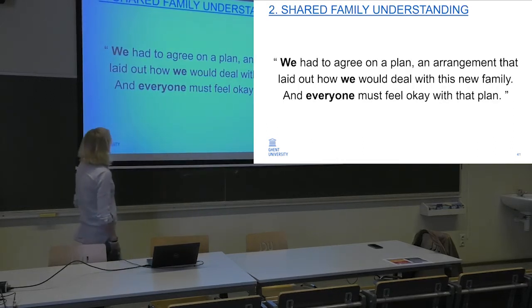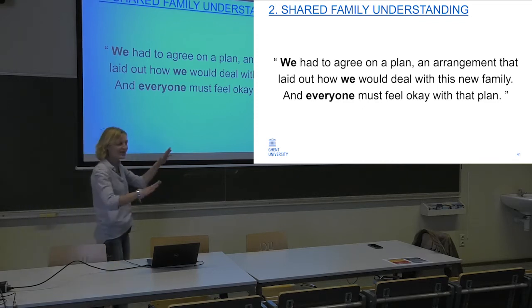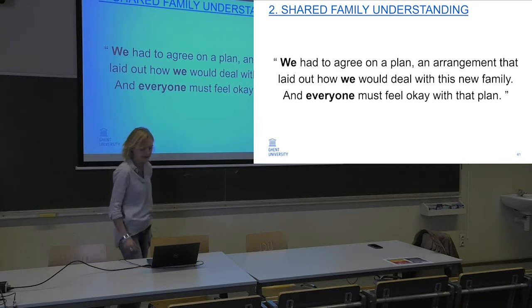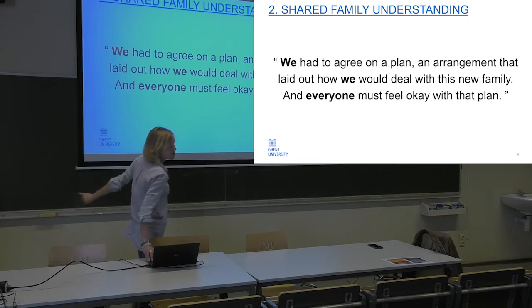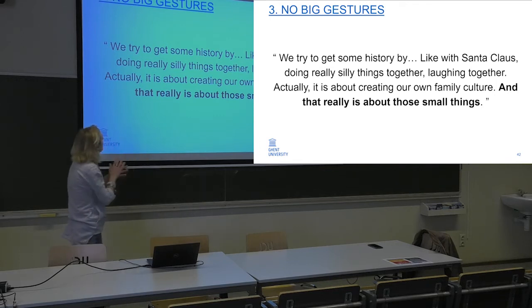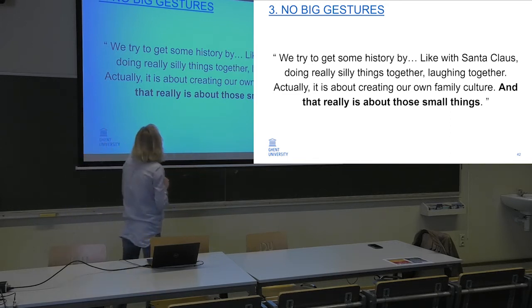Shared family understanding: we had to agree on a plan. If you have children together, you have to agree on something, an arrangement that laid out how we would deal with this new family, and everyone must feel okay with that plan. They don't have a shared history, nothing to fall back on. So they have to create a shared future. And it's always in the little things. You don't create that by big things, it's just in the day-by-day things.